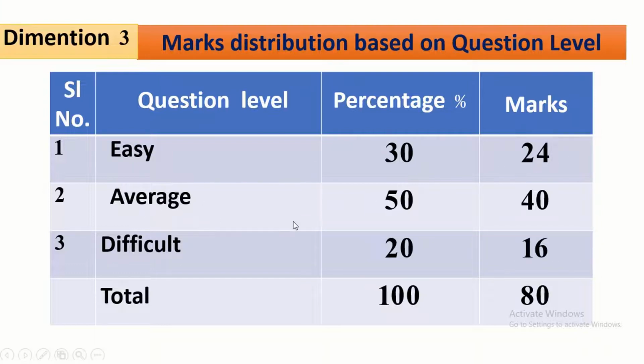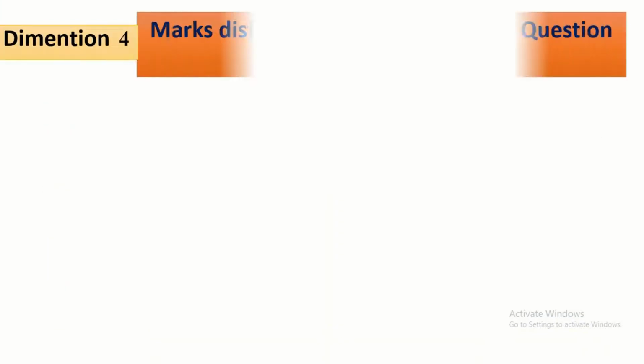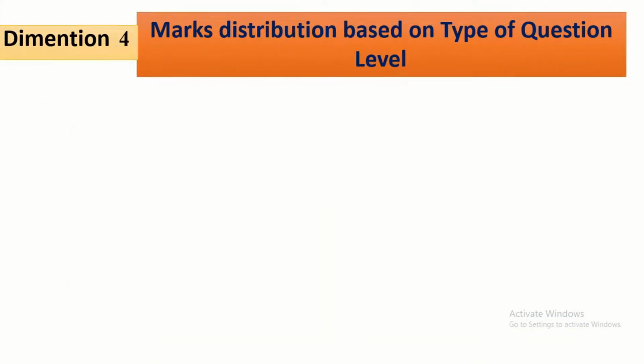And for the average questions, 50% is allotted, that is 40 marks out of 80 marks. And for the difficulty level, 20% of the marks is allotted, that is 16 out of 80 marks is allotted for the difficulty level. So this is one of the dimensions of the marks distribution. So next we move on to dimension 4, that is marks distribution based on the type of question.